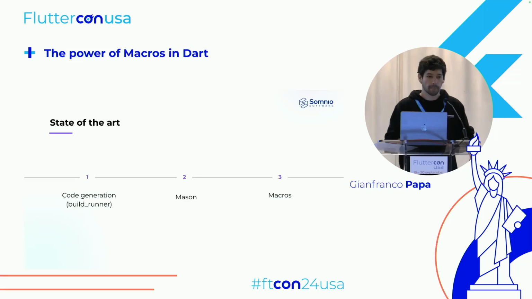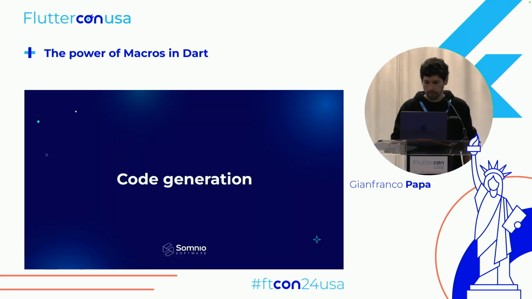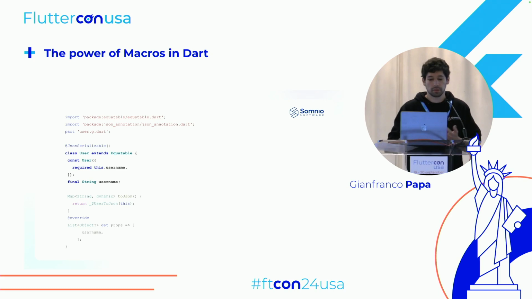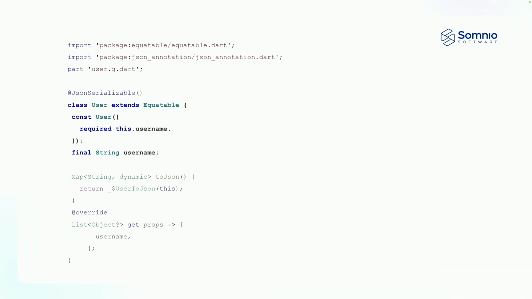There's also a library called Mason that is not strictly code generation, but it can be used with the same goals that we use, for example, build runner, right? But it's not the same. We're going to talk about some differences, and hopefully we will have macros implemented, and that will be the way we go from now on, right? So just to recap how code generation works, and just to set the mood for macros.